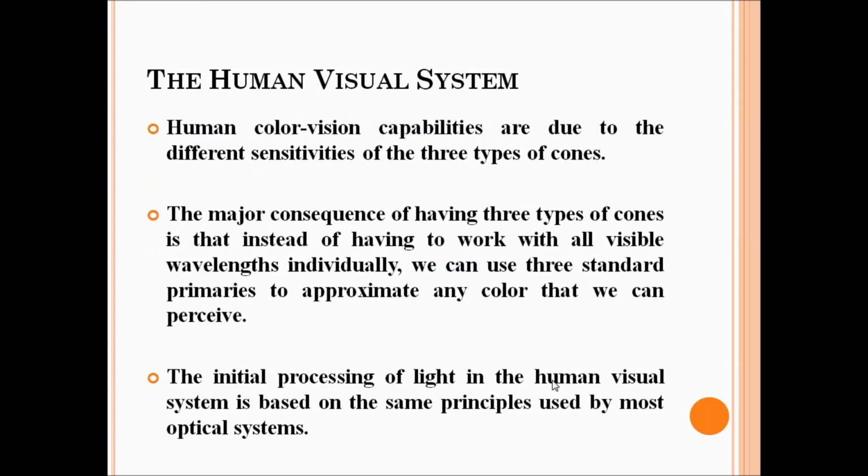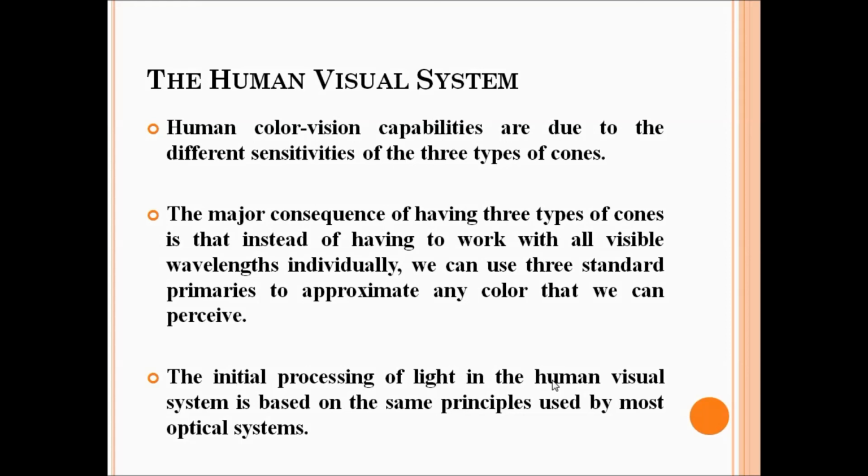Human color vision capabilities are due to the different sensitivities of three types of cones. I can consider my three types of cones as the primary colors, the RGB colors. Here also it is the same thing: three types of cones, a red cone, a green cone and a blue cone. So those standard primary colors I can use. Using these three standard primaries, I can approximate any color that we can perceive. So here also RGB plays a very important role.